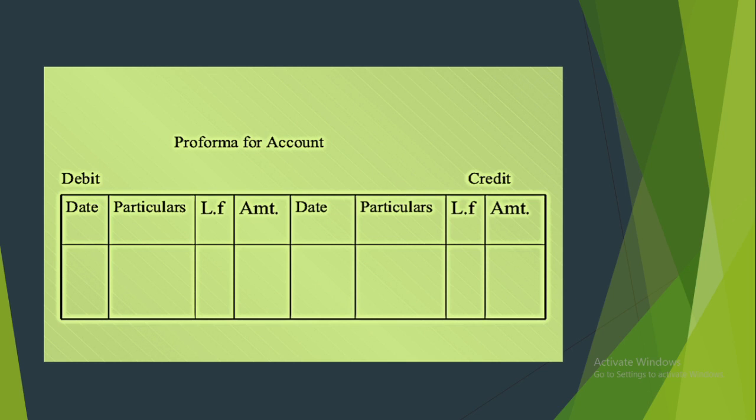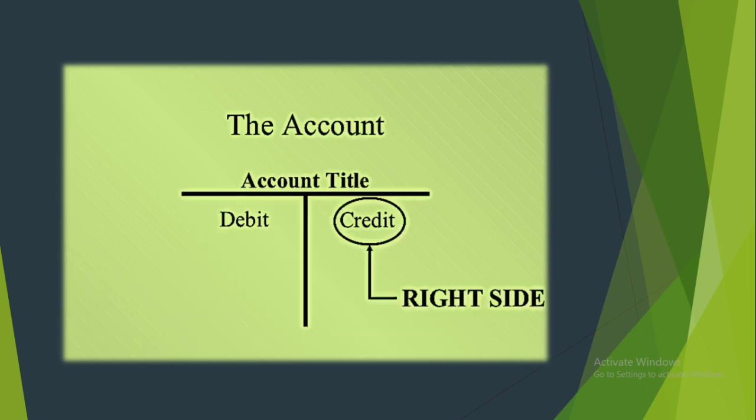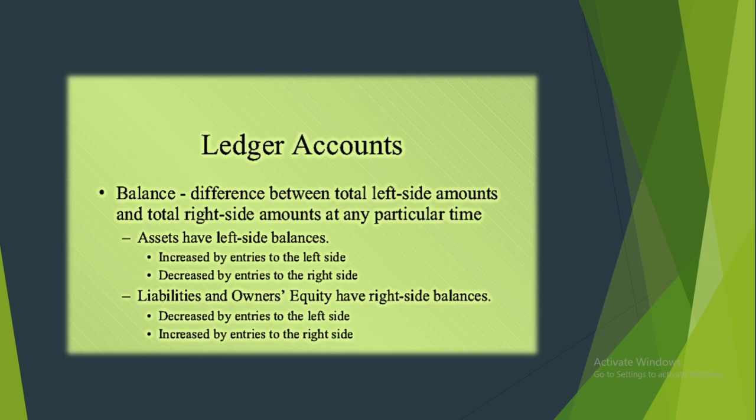On each side, four columns are mentioned: date, particulars, ledger folio and amount. And the same things are mentioned on the credit side also. The account, that is the ledger. So in an account, two sides are important, debit and credit. Debit is always written on the left side and credit is always written on the right side.